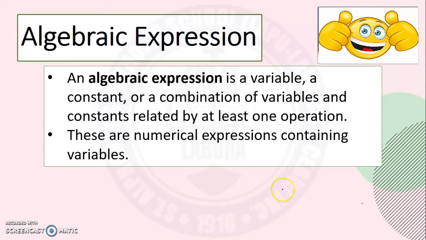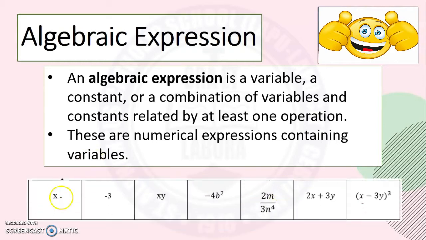Some examples of algebraic expressions are x, -3, xy, -4b squared, 2m/3n exponent 4, 2x plus 3y, and quantity x minus 3y cubed.